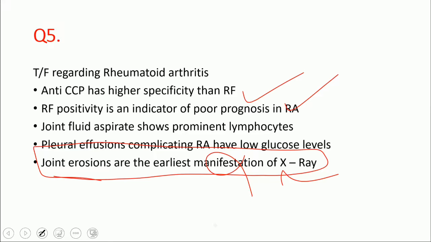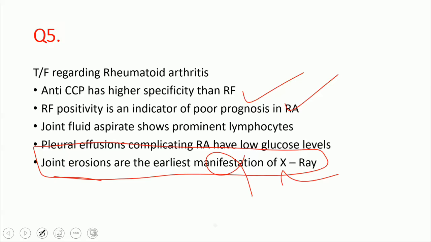Or the joint widening comes before the periarticular osteopenia. So actually, if you are very specific, the joint widening is the first feature. Then osteopenia. Sclerosis sorry, osteopenia. Right. Thank you for correcting that. Right. So we talked about anti-CCP and rheumatoid factor positivity.